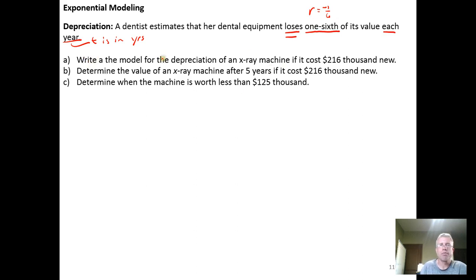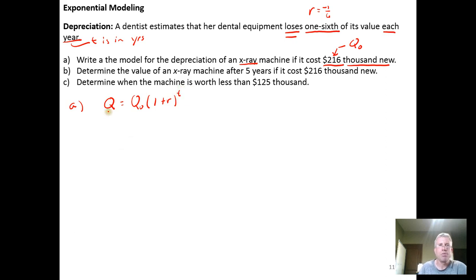And it says, write the model for the depreciation of an X-ray machine that costs $216,000 new. So this right here is our Q naught. This is the initial price of the X-ray machine, and the value of that machine will depreciate or decrease over time as the machine gets older. So the model needs to follow that Q, the thing that's growing or decaying, equals Q naught. How much did we start with? Times 1 plus r, where r is the rate of growth or decay, to the t.